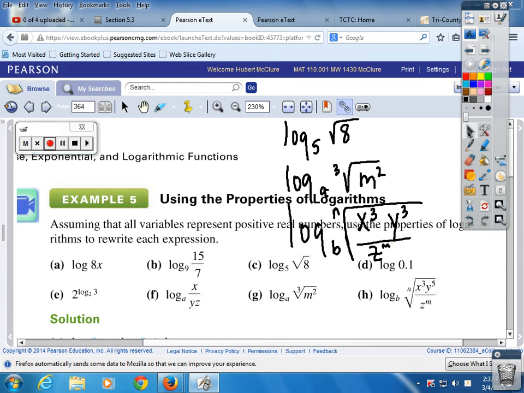Probably not going to copy in there. Huh? Y to the fifth.